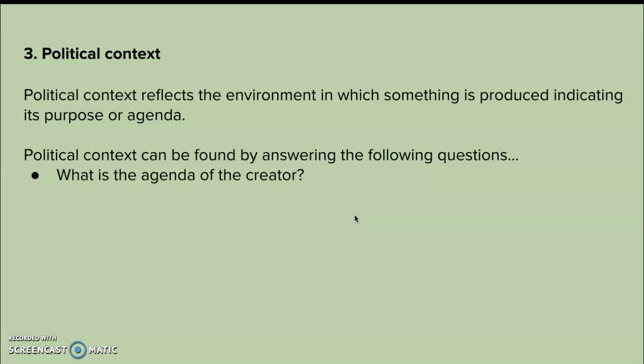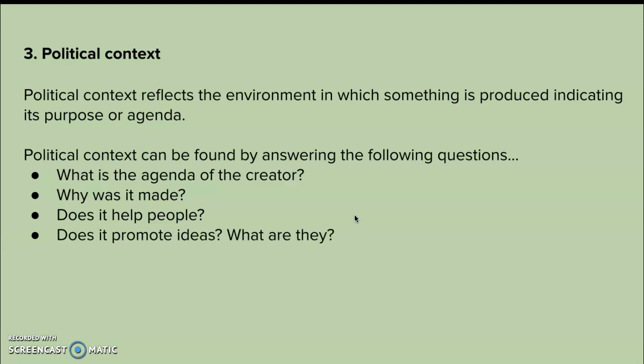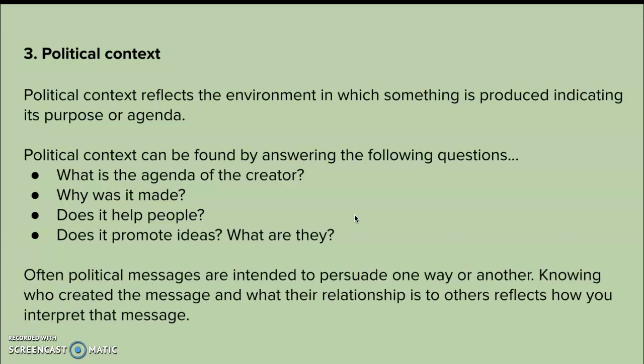What is the agenda of the creator? So the person that creates this piece of literature, what do they want to get across to their reader? Why was it made? Does it help people? Does it promote ideas, and what are those ideas that are being promoted? So political messages often are intended to persuade one way or the other. So who created the message and what their relationship is to others reflects how you interpret that message.